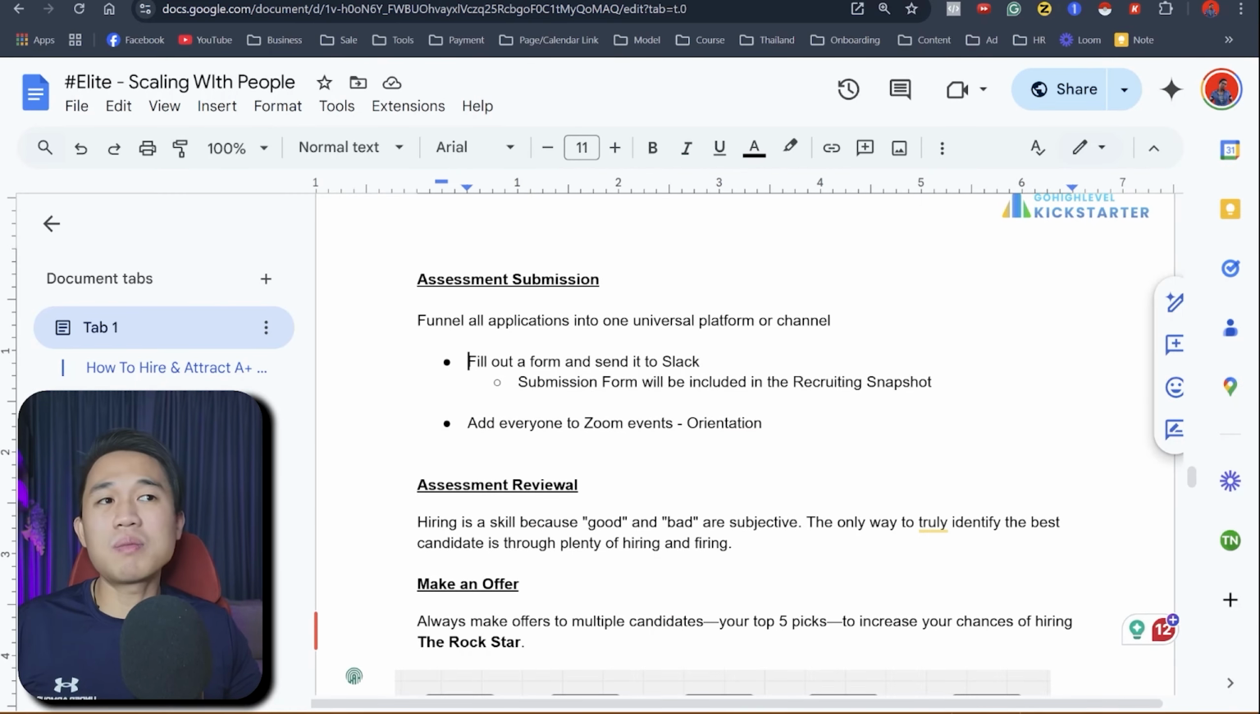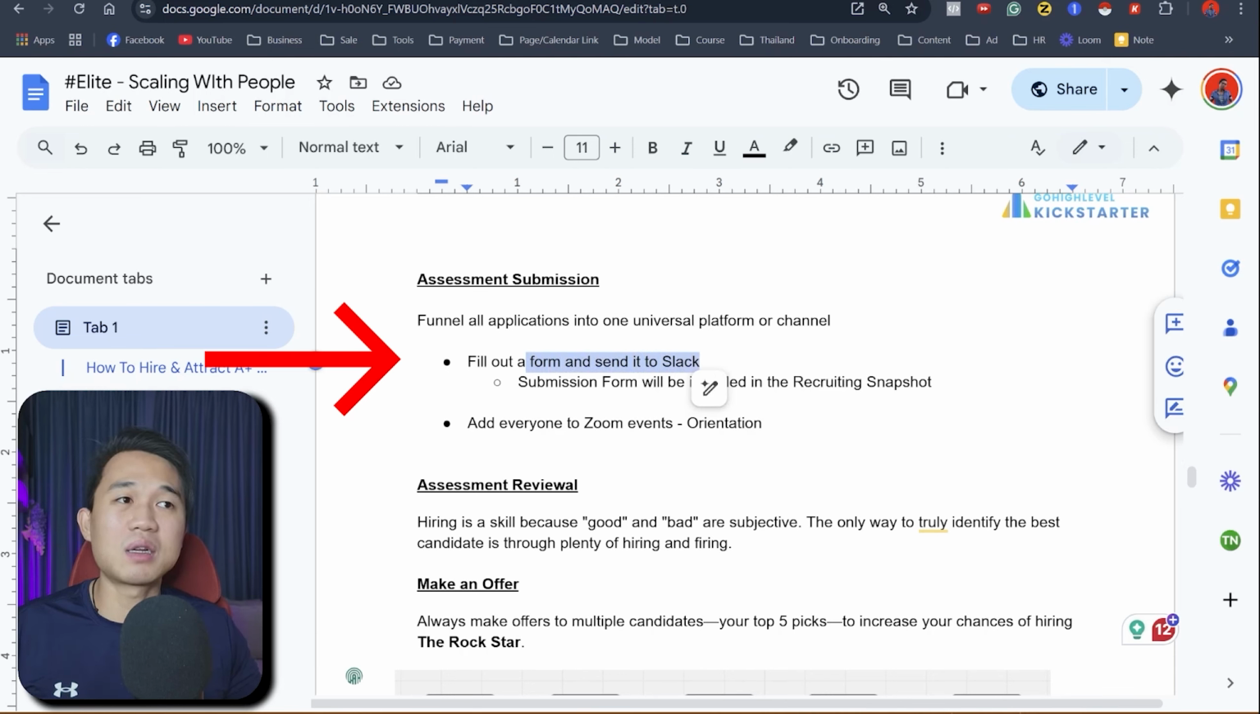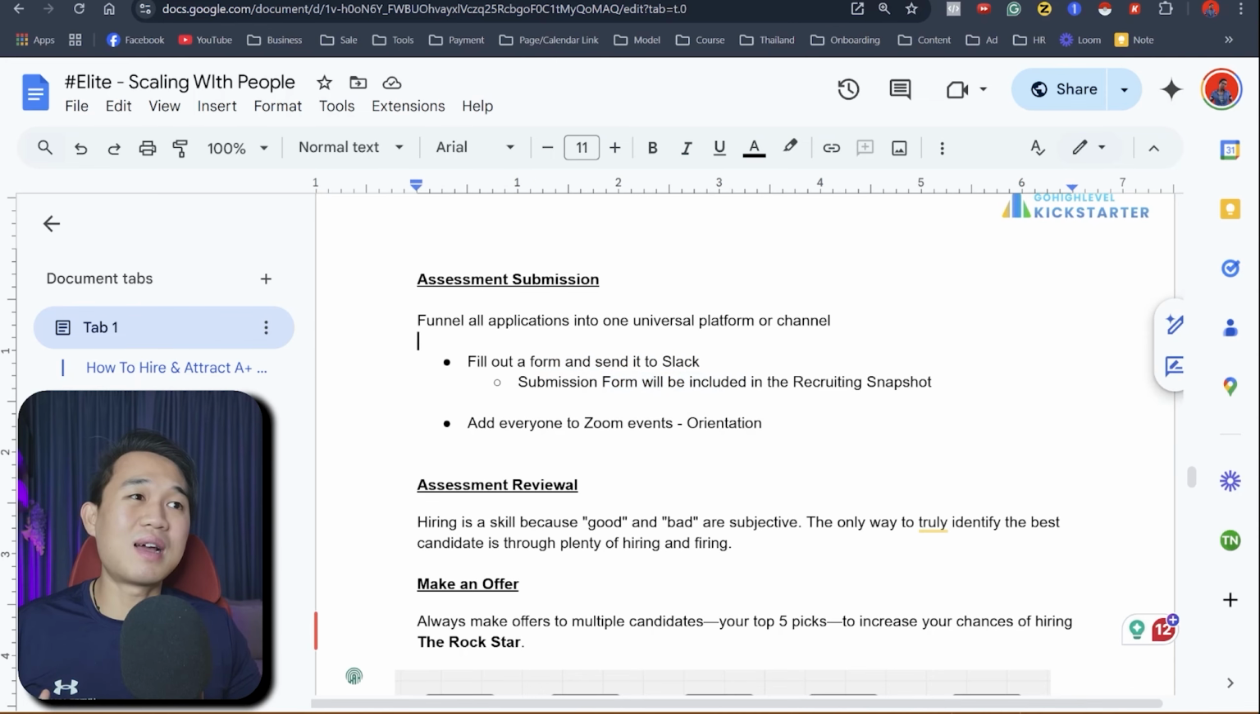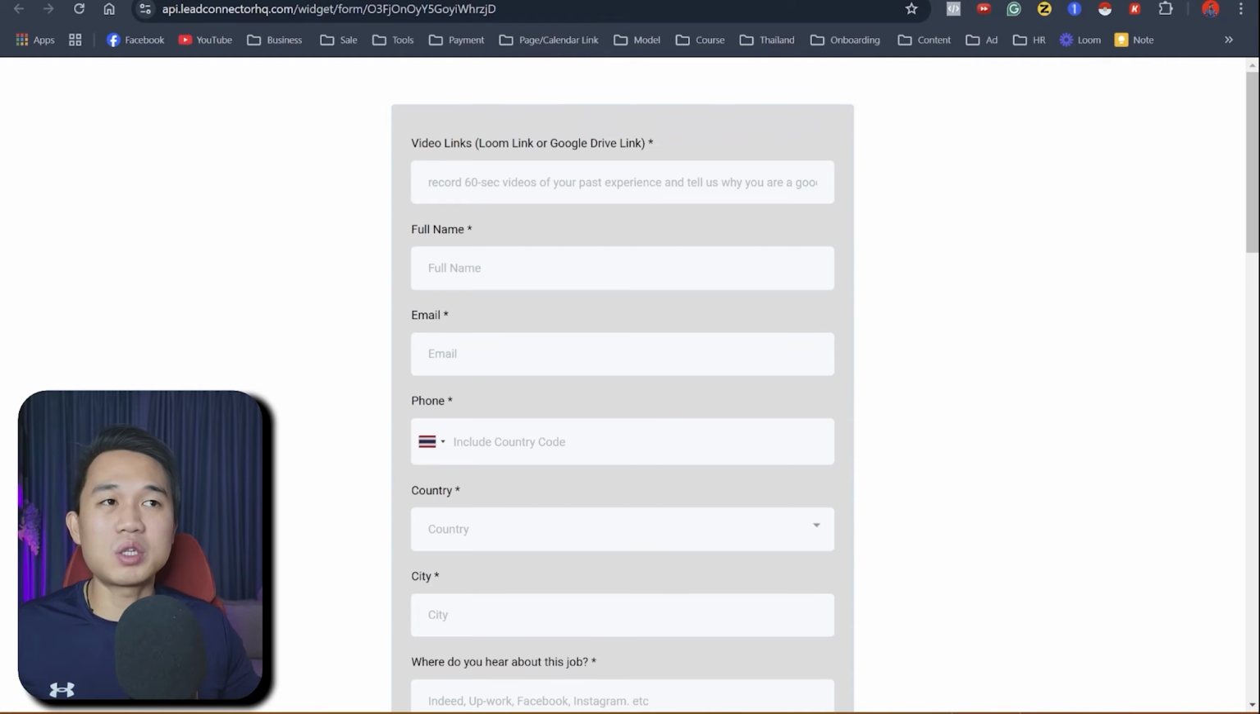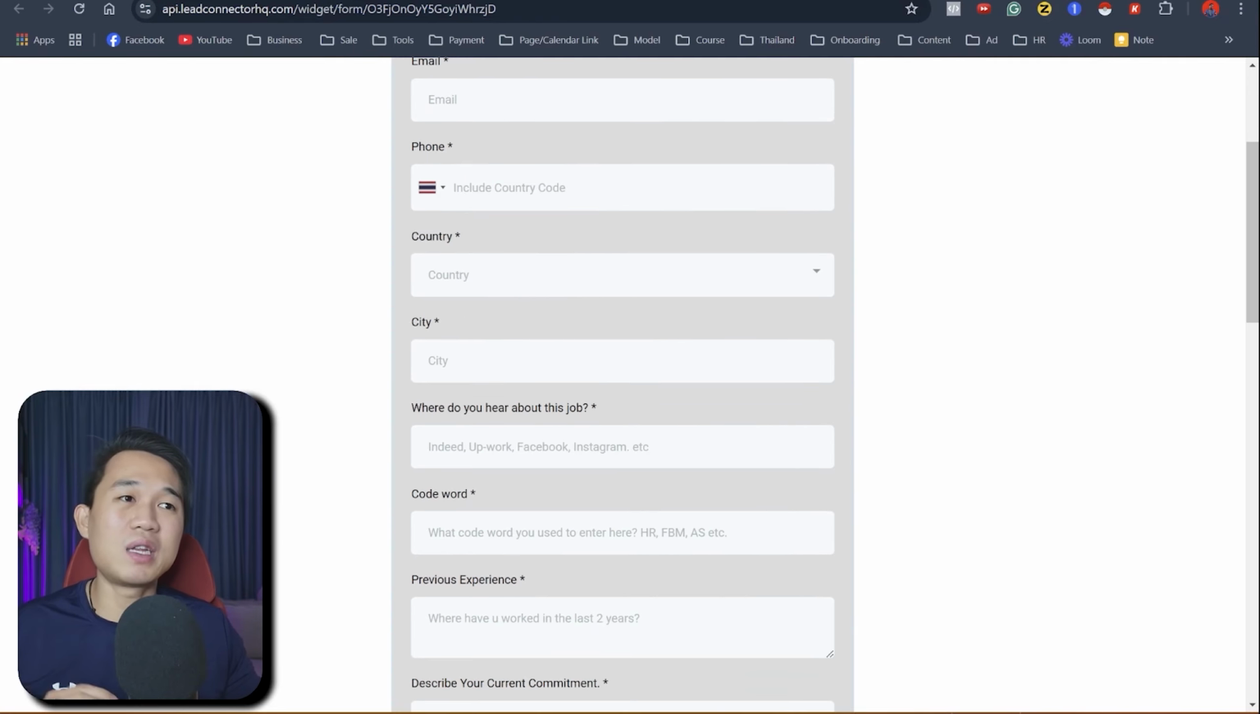The only automation we did is sending a submission of this form into Slack. So when someone submits a form, we get notified in Slack. And with this form, you obviously don't have to copy all of the questions. You just come in and remove or add any question that you want.